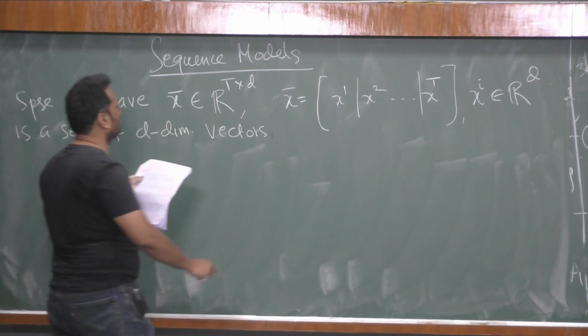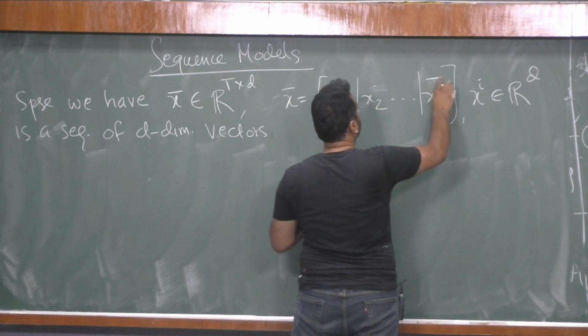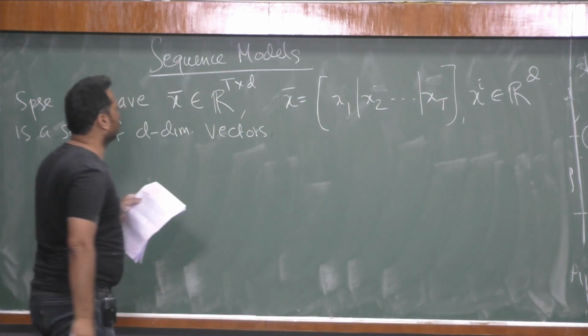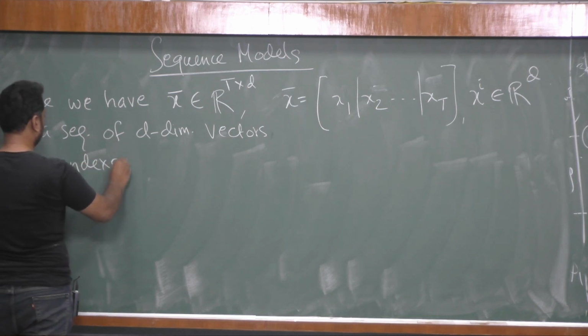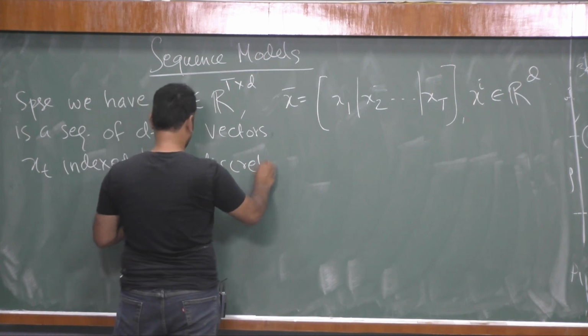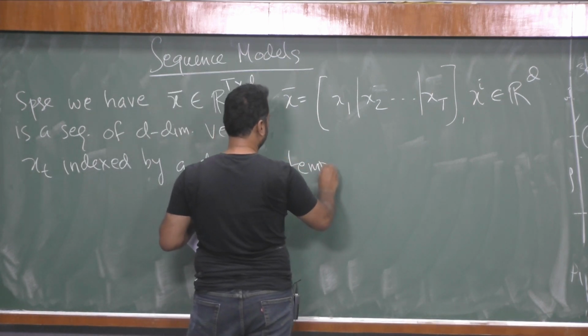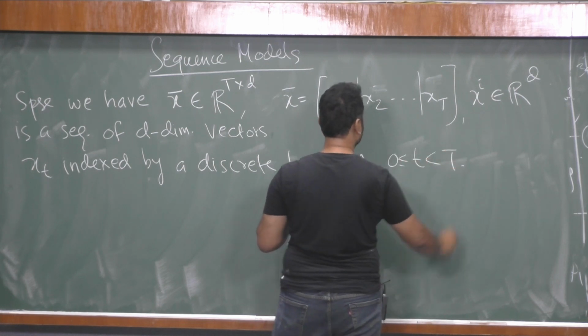I think the way notation is used is below, actually, subscript. So let us use that. It's d here. So this is a sequence of d-dimensional vectors x_t indexed by a discrete temporal index. So basically here the t lies between 0 and less than T.